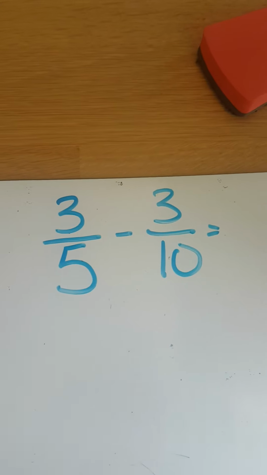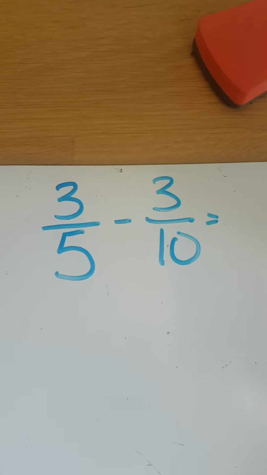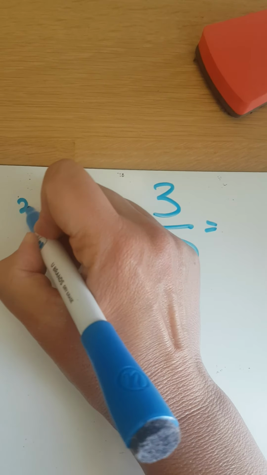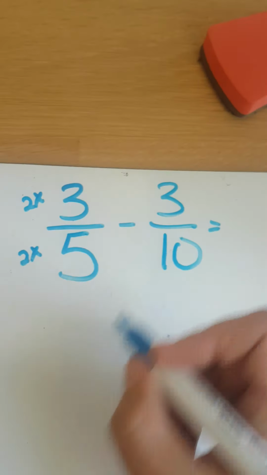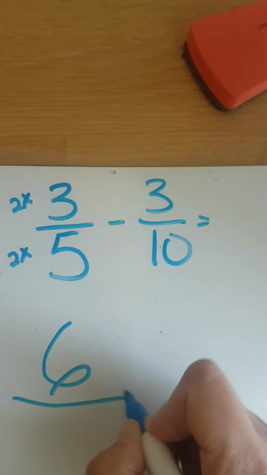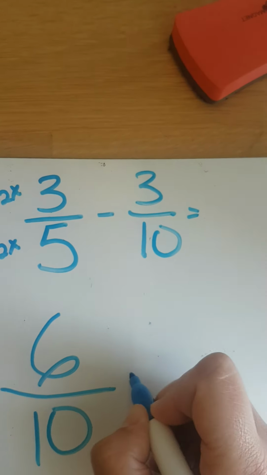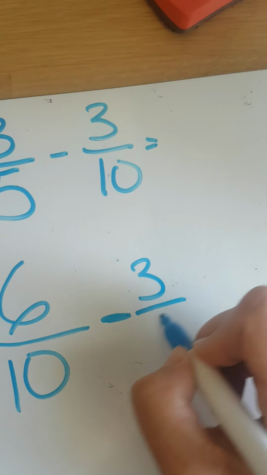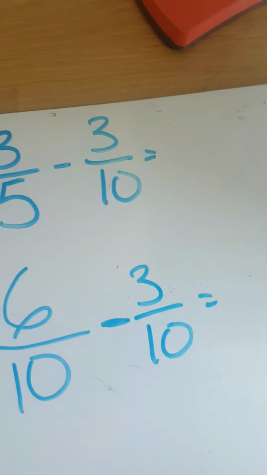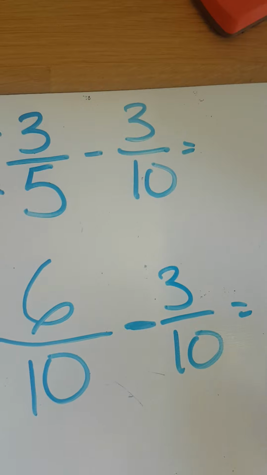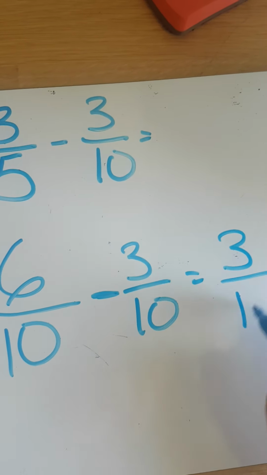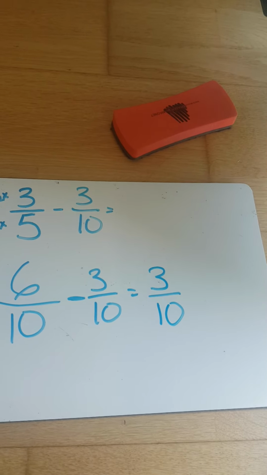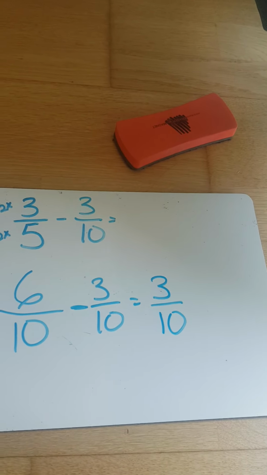But I ask myself, 5 times what equals 10? It is 5 times 2. So 2 times 3 is 6. 2 times 5 is 10. Minus, make sure you pay attention to your sign. And then I just subtract. 6 minus 3 is 3, so 3/10. And I cannot simplify that any further. That's as far as I can go.